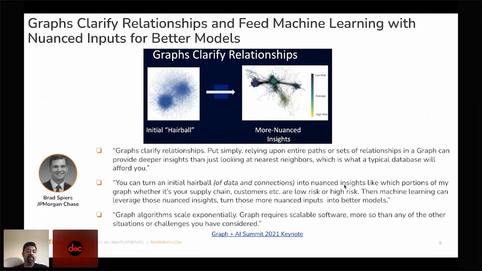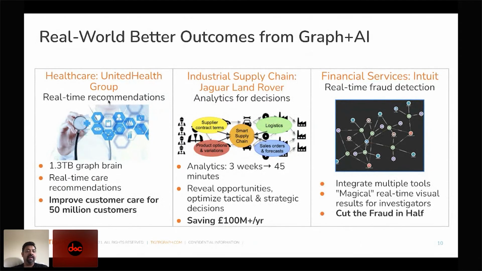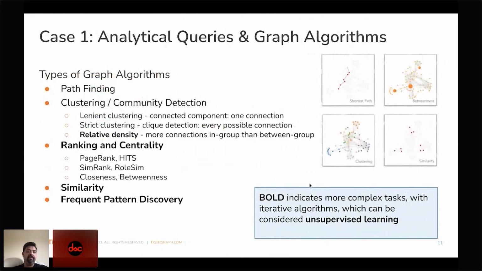So this is something that I would explore, and this was presented as a part of the spring keynote by Brad Spires. I'll invite all of you to visit graphaisummit.com to actually learn more about it. I have a few examples here in the following charts. I'll cover those case studies briefly. UnitedHealth Group, we talked a little bit about it, where they wanted to build a 360-degree view for 50 million customers. Jaguar Land Rover, we talked about it, where they took from 3 weeks to 45 minutes and saved over 100 million pounds every year. And the last one that I'll talk about is Intuit's example of cutting the fraud in half with Graph.